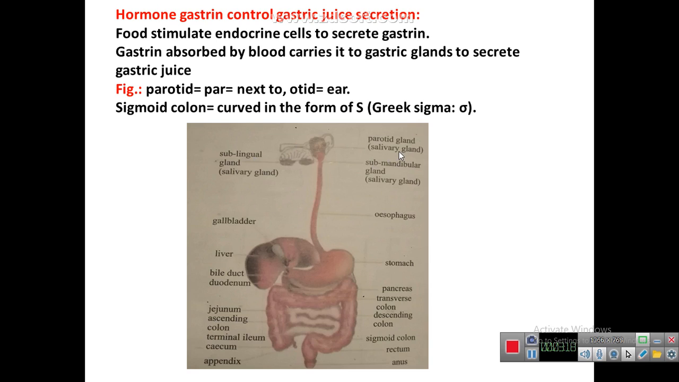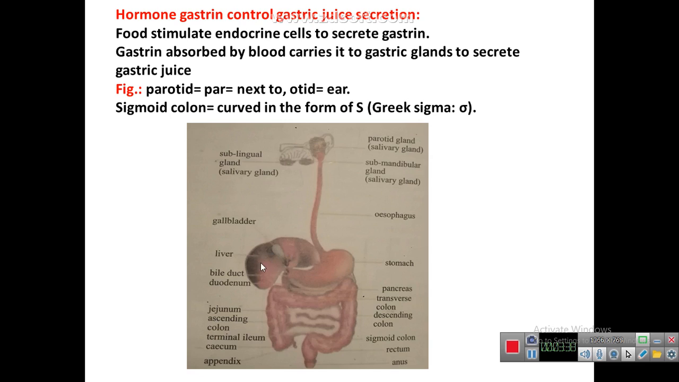Parotid gland, parotid is the combination of 2 words. Par means next to, otid means ear, and submandibular gland. All 3 of them are the salivary glands. From the mouth, food moves into the esophagus, and from the esophagus it enters into the stomach.